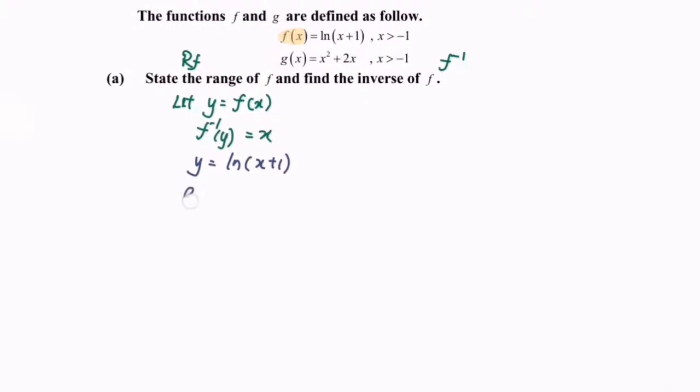So where we have exponent y is equals to x plus 1. x will be equals to exponent y minus 1. So as we can see, the x actually is equals to f inverse. So f inverse y is equals to exponent y minus 1. Rewrite the situation. f inverse x is equals to exponent x minus 1.